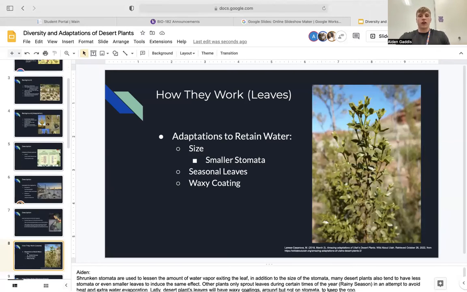All right, how they work. Some of the adaptations made by leaves are the size of the leaf, physically, or just the stomata on the leaf. This is to lessen the amount of water vapor exiting through photosynthesis and transpiration. In addition, leaves will be seasonal. They'll go away for dry seasons, and in wet seasons they'll come back out and thrive. And then the leaves will also have a waxy coating, which will allow them to stay cool and not dry out.